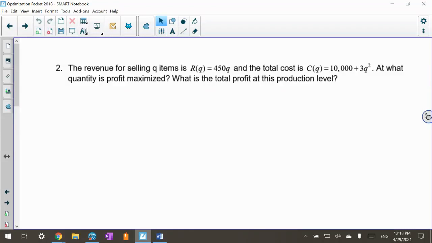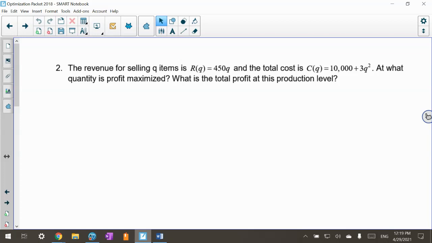Okay, this is my economics lab for optimization in Calculus 1, and this is number 2. Let's go through this problem. It says the revenue for selling Q items is R of Q equals 450Q, and the total cost is C of Q equals 10,000 plus 3Q squared. At what quantity is the profit maximized? What is the total profit at this production level?